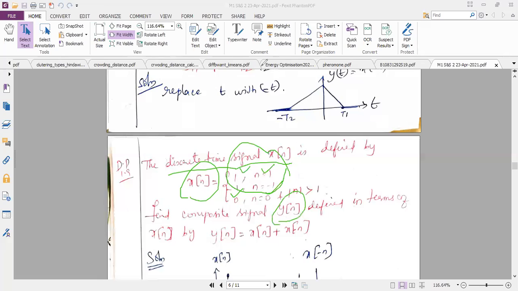So let me repeat the question. The discrete time signal x of n is defined by x of n is equal to 1 at n is equal to 1, minus 1 at n is equal to minus 1, and 0. So at what places it is 0? At n is equal to 0 and magnitude of n greater than 1. That means other than n is equal to 1 and minus 1, the values are 0. So I'm just going to give a plot here.